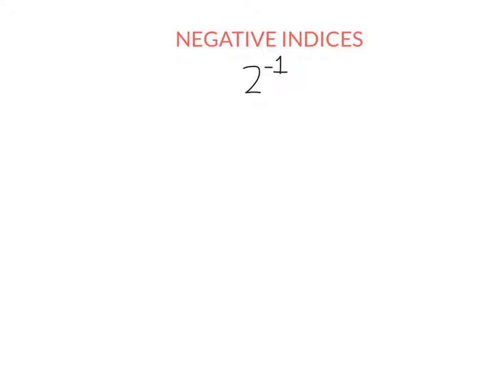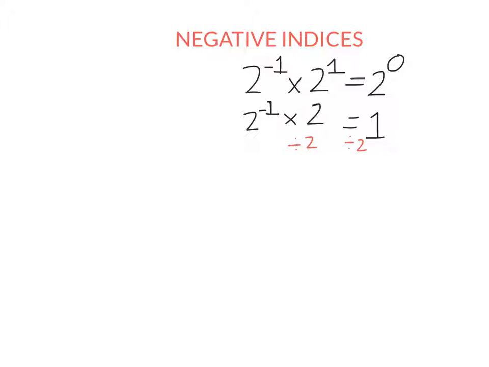Well, what we do, similar to what we did with the 0 power, is we define it so that it's consistent with other index laws. So I know, for example, that 2 to the power of negative 1 times 2 to the power of 1, so I keep the same base and I add the powers. Negative 1 plus 1 is 0, right? But I know 2 to the power of 0 is 1. 2 to the power of 1 is just 2. So I've got this equation here. So what I can do is divide each side by 2, and I get 2 to the power of negative 1 is actually a half.